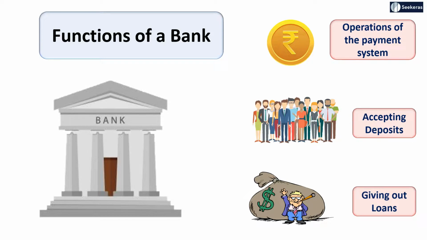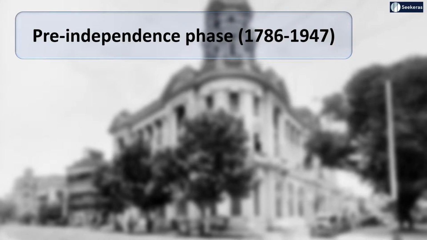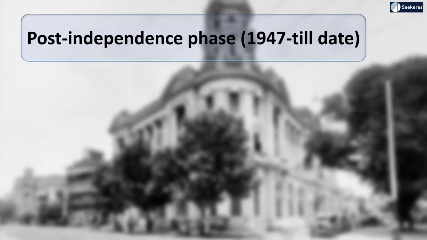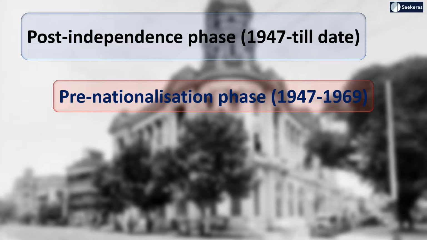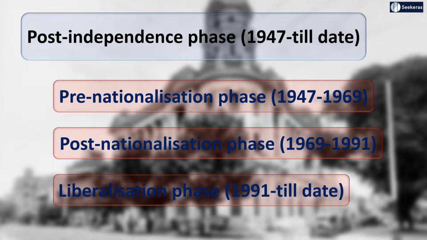The banking system in India can be categorized in two phases. 1. Pre-independence phase 1786 to 1947 and 2. Post-independence phase 1947 till date. The post-independence period may further be divided into three phases. 1. Pre-nationalism period 1947 to 1969. 2. Post-nationalism period 1969 to 1991. And 3. Liberalisation period 1991 till date. Let us further learn about the two phases of the banking system in India.